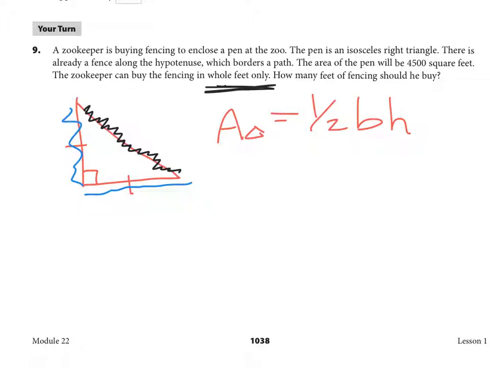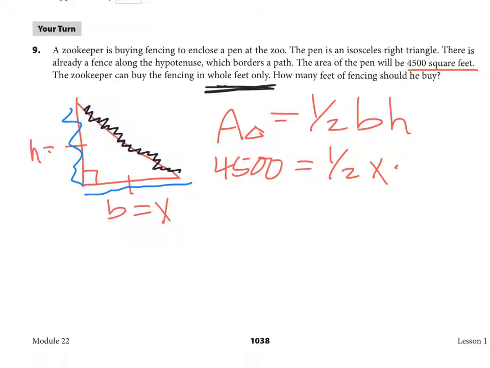So area we found in the problem was 4,500 equals 1/2 base. Well, here's the base, B. Well, I'm going to call it X. Times height. Here's the height. But what I know, since it's isosceles, is it's the same length, which is X. So what's X times X? That would be X squared. So I end up with 1/2 X squared.